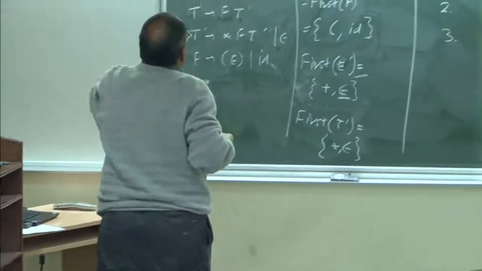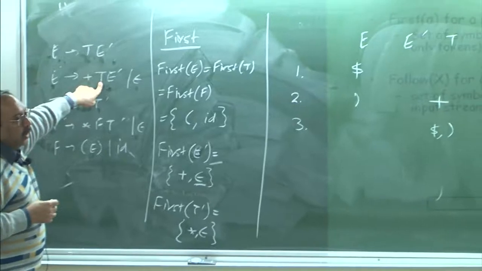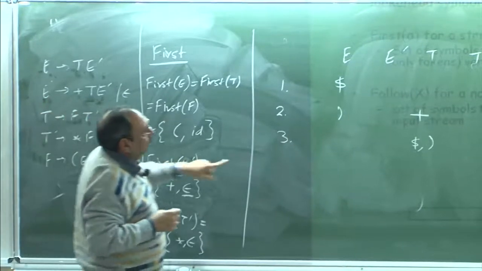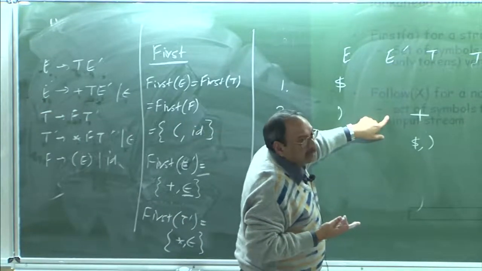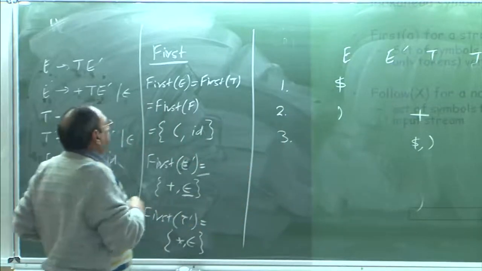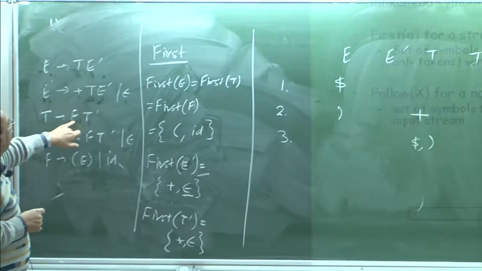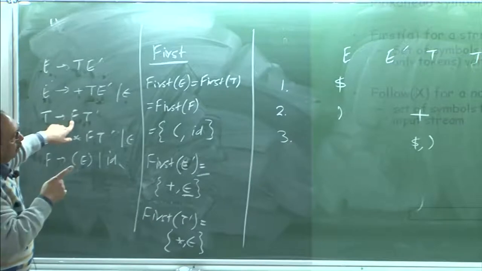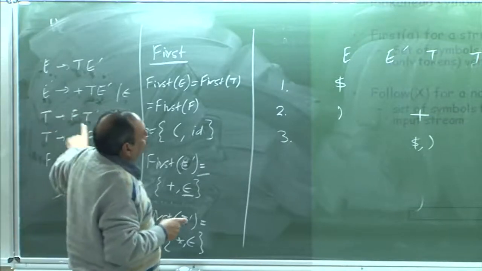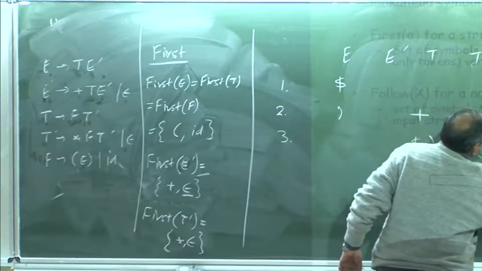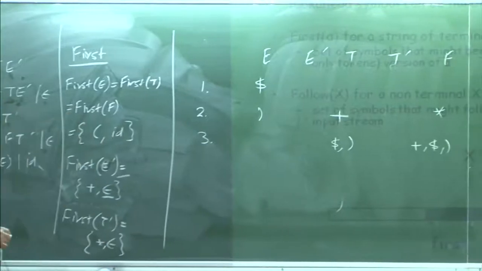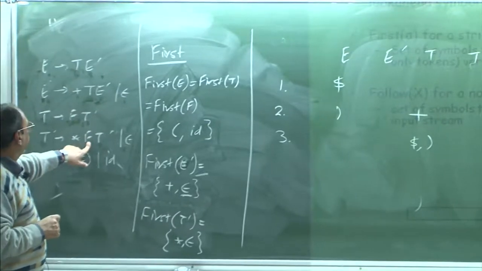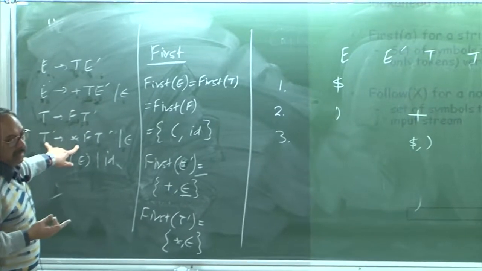Looking at this, because E prime derives epsilon, follow of T will contain everything in follow of E prime, which is empty so far, so nothing gets added. What about this? Follow of F will contain everything in follow of T, because T prime derives epsilon. What is follow of T? Plus, dollar, right parenthesis. So follow of F will contain plus, dollar, right parenthesis. And this one says because T prime derives epsilon, follow of F will contain everything in follow of T prime, which doesn't add anything.